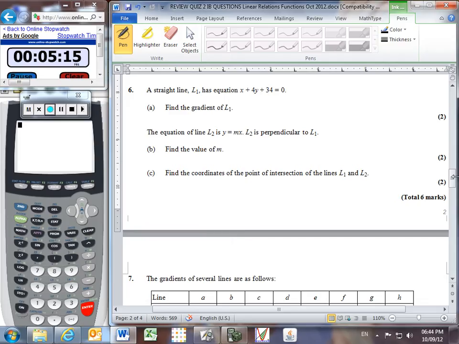Alright, we've been given the equation of the line. We need to find its gradient. Let's put it into slope-intercept form so we can see its slope. That means putting y by itself on the left, so we have the form y equals mx plus b.